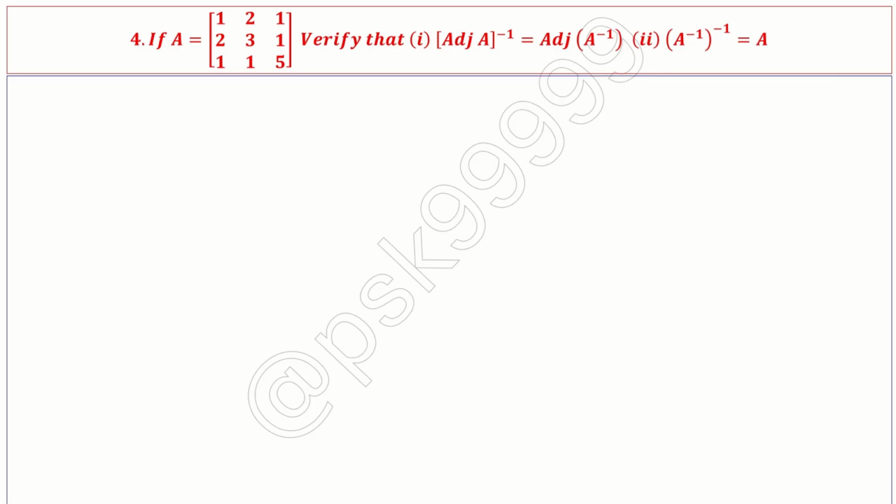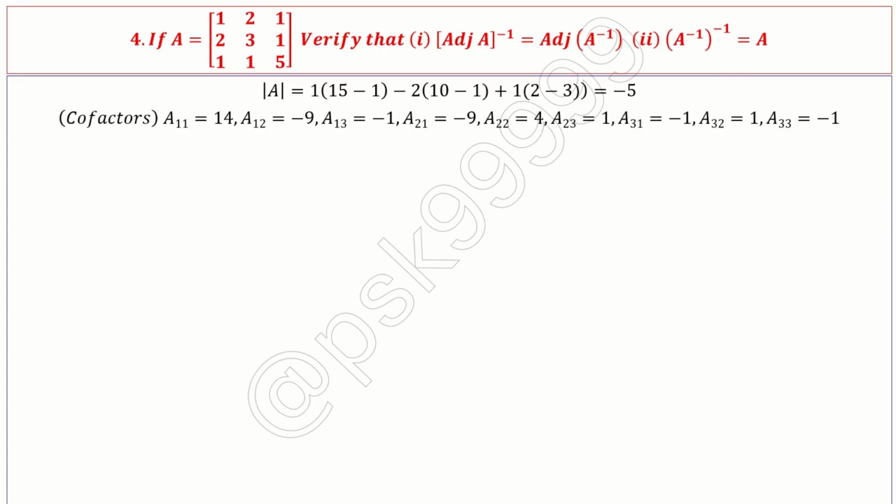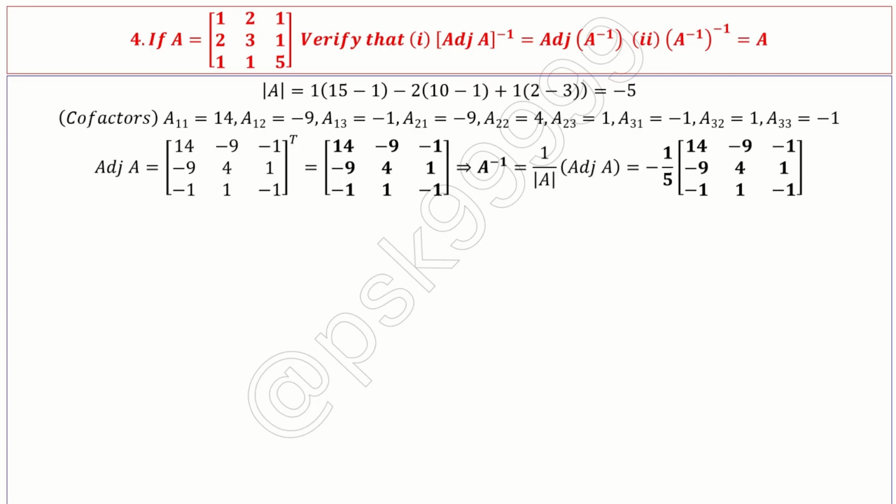So just do it carefully. You can write on rough paper what things you require, first find them, and then equate them one by one. So my modulus of A is minus 5, the cofactors of A are given here, and by transposing I got the adjoint of A, which is 14, minus 9, minus 1, minus 9, 4, 1, minus 1, 1, minus 1.